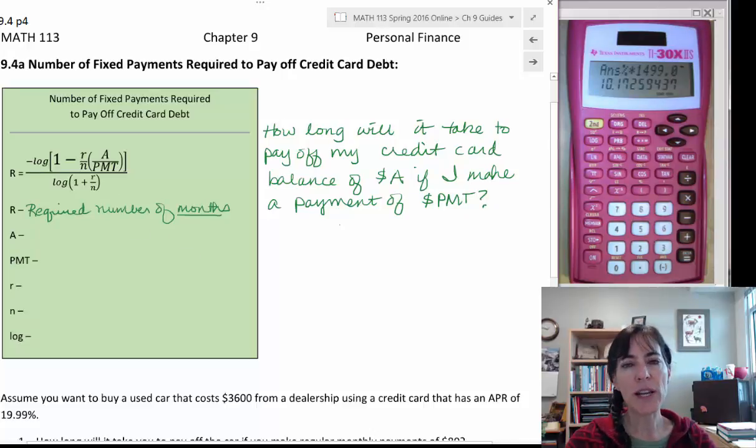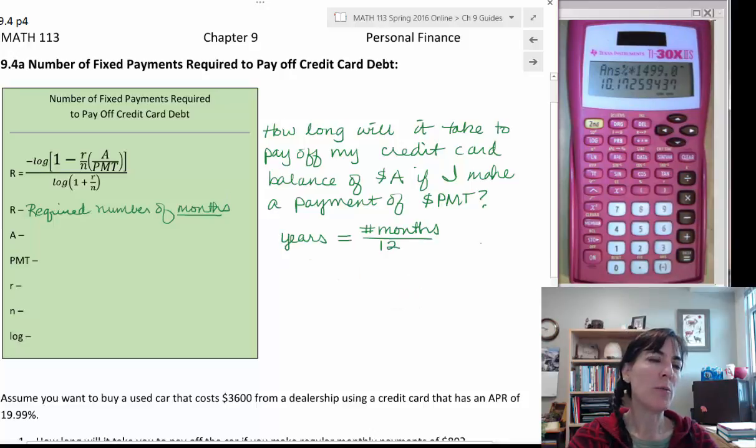So the R stands for the required number of months for you to be able to pay off the balance. And that's the variable that we're solving for. So we are trying to find the number of months. And so that R is in months. So if you want to have it as years, you take the number of months divided by 12 to get years, because there are 12 months in a year.